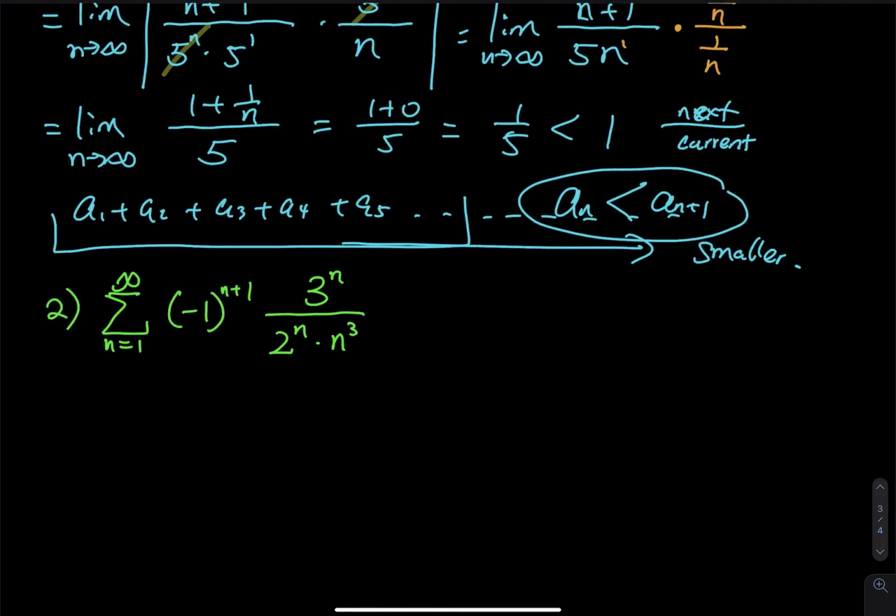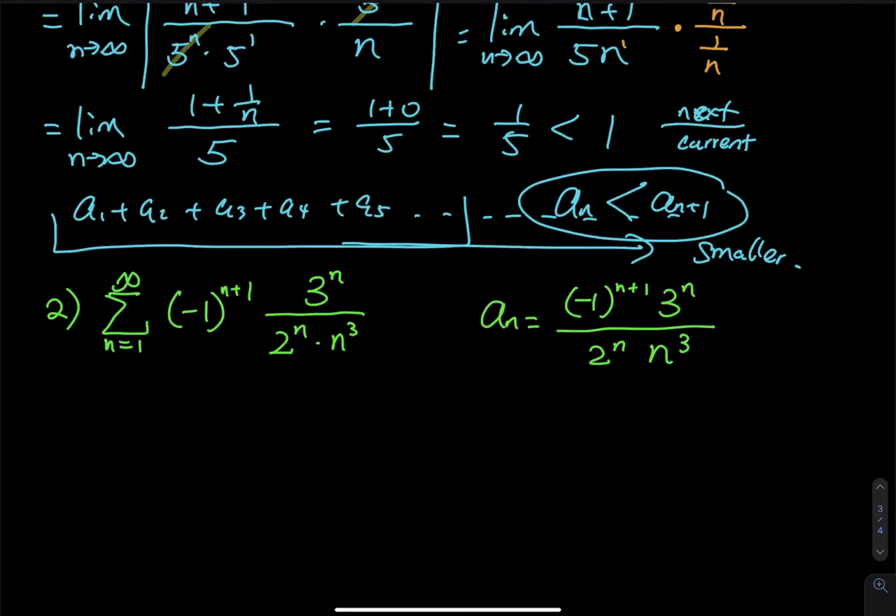So first we have to identify the nth term and the next term. So the nth term is a_n, which is the series, 3 raised to the n, and then 2 to the n times n raised to the third power.